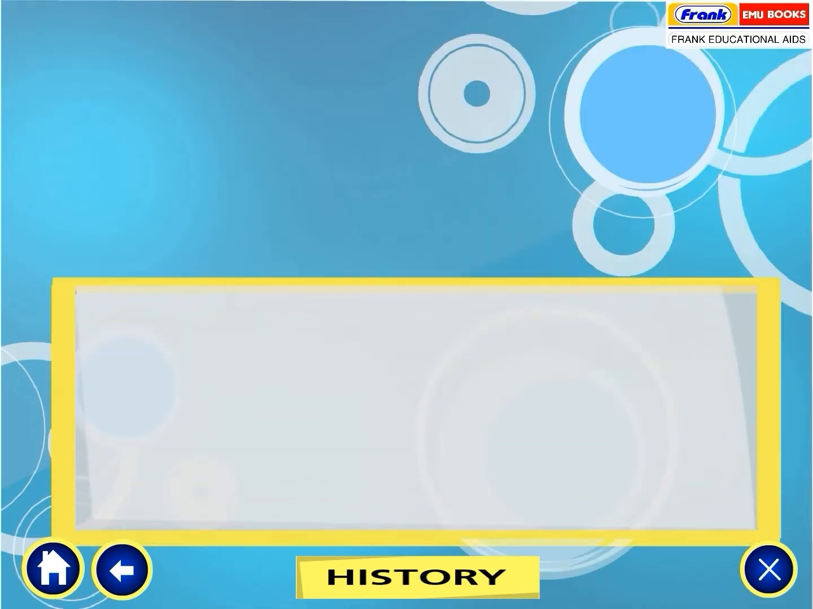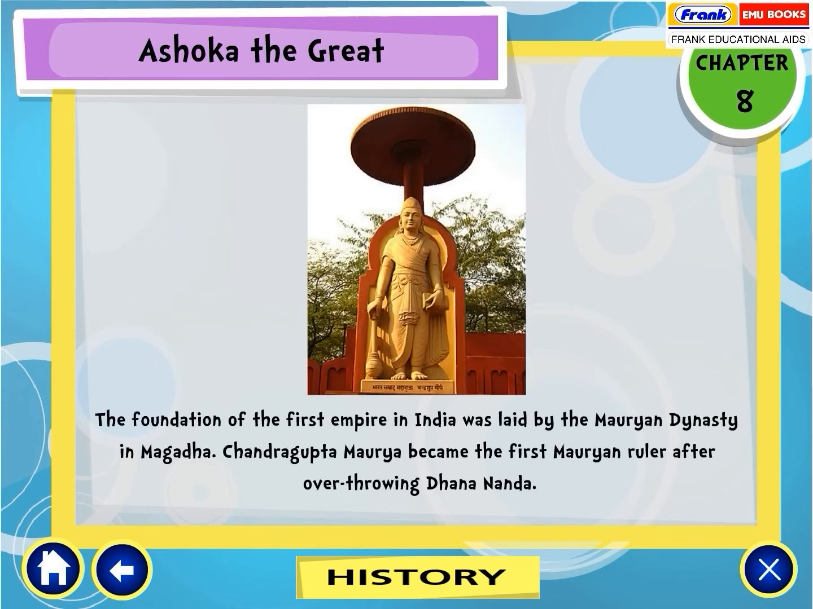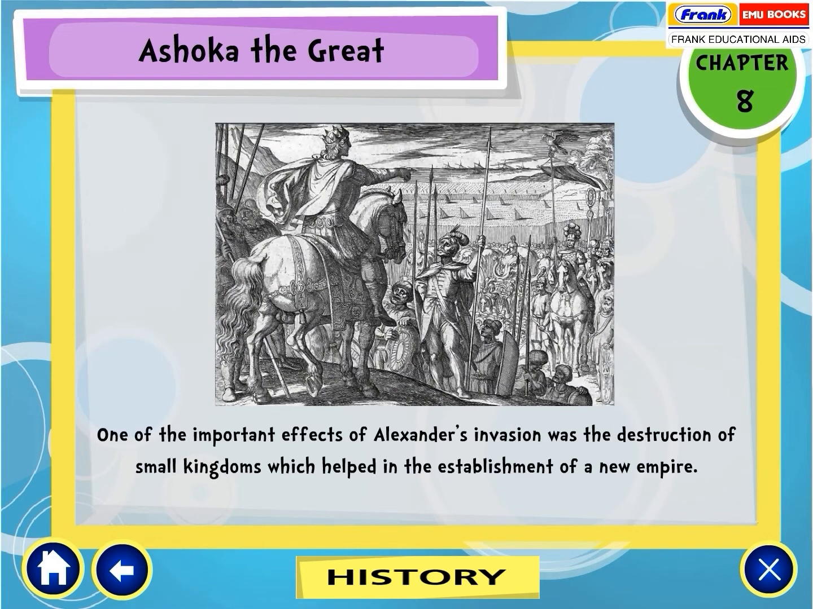Ashoka the Great. The foundation of the first empire in India was laid by the Mauryan dynasty in Magadha. Chandragupta Maurya became the first Mauryan ruler after overthrowing Dhanananda. One of the important effects of Alexander's invasion was the destruction of small kingdoms, which helped in the establishment of a new empire.